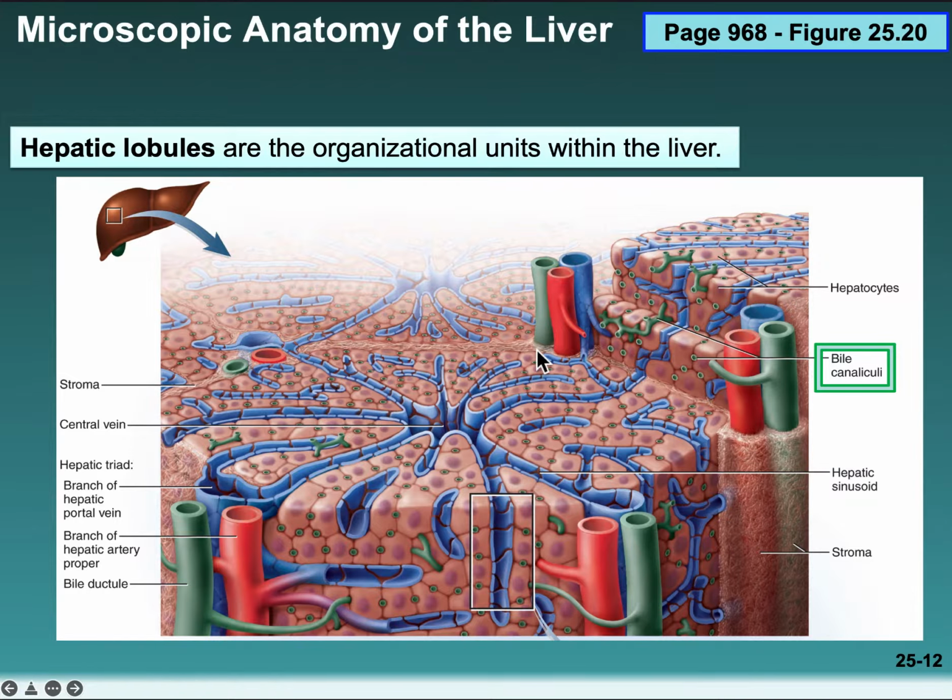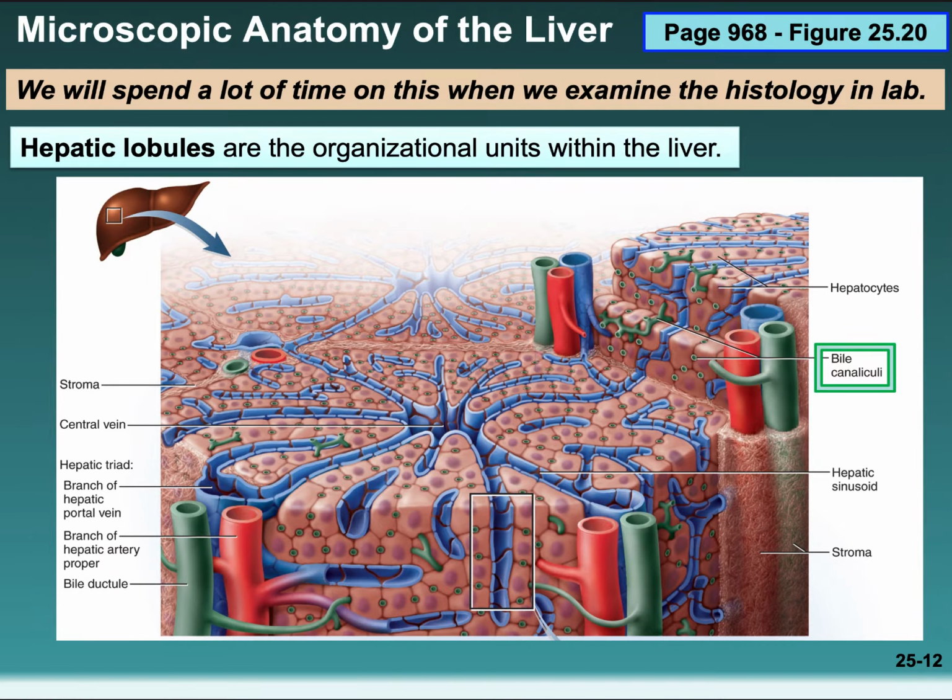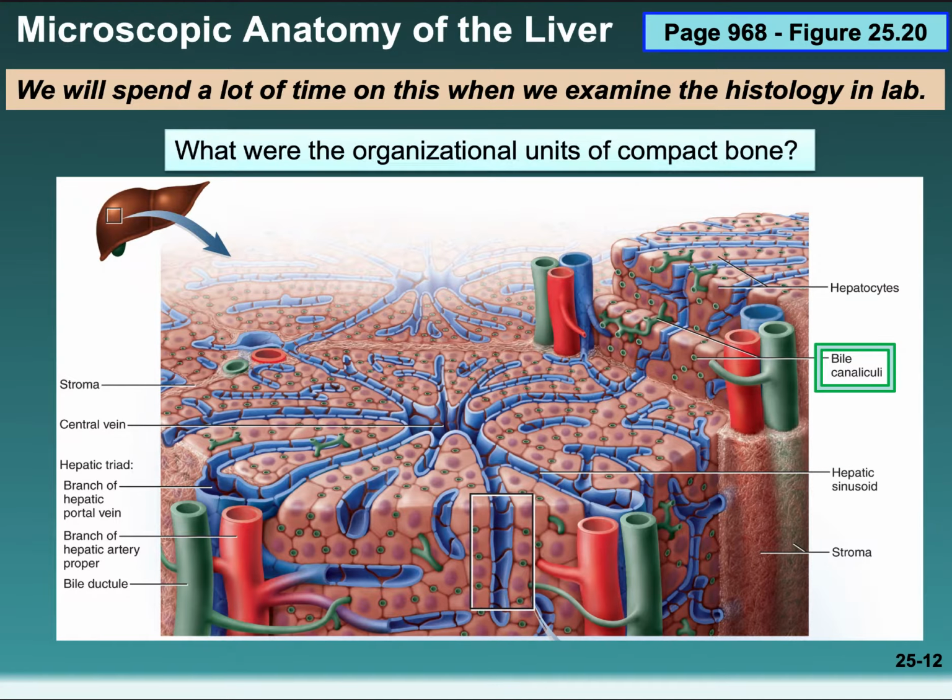Now, we saw something like this when we looked at bone. Okay, now, we're going to talk about this in lab as well. But we saw something like this when we looked at bone. Bone consisted of these kinds of functional units. And do you remember what they were in bone? And that'd be great if you did. It was an osteon. An osteon.